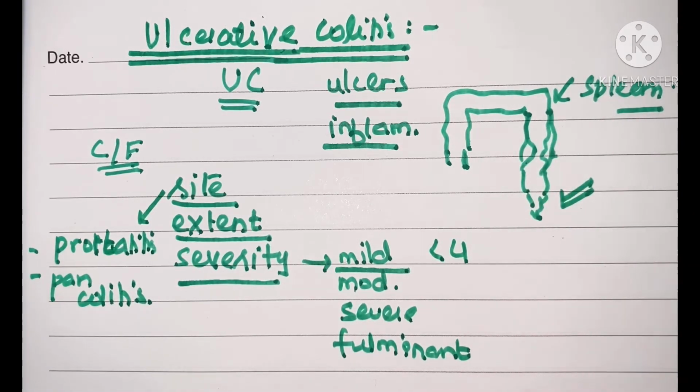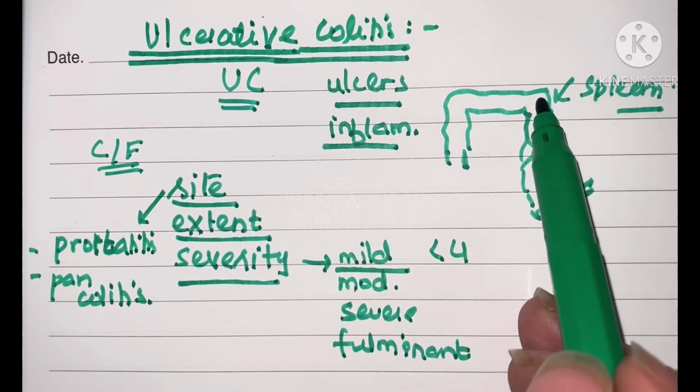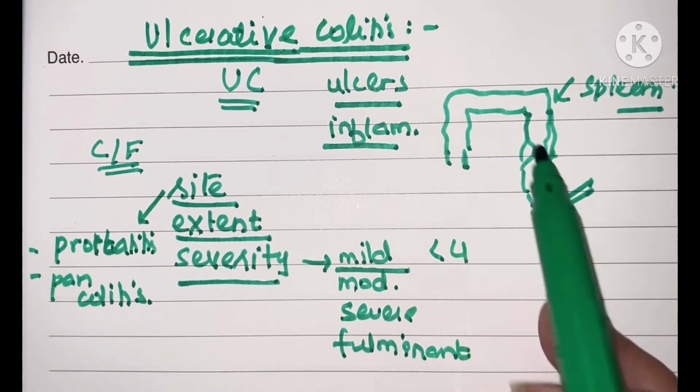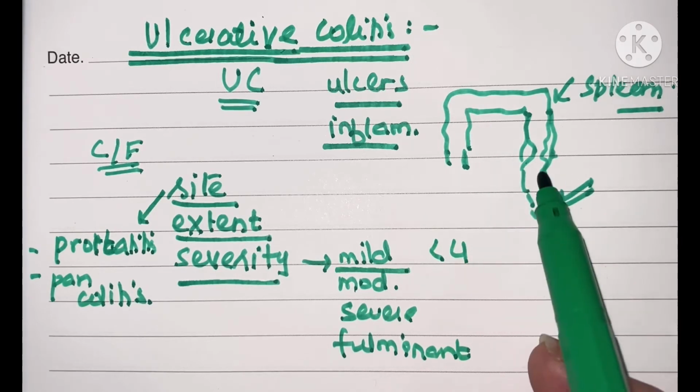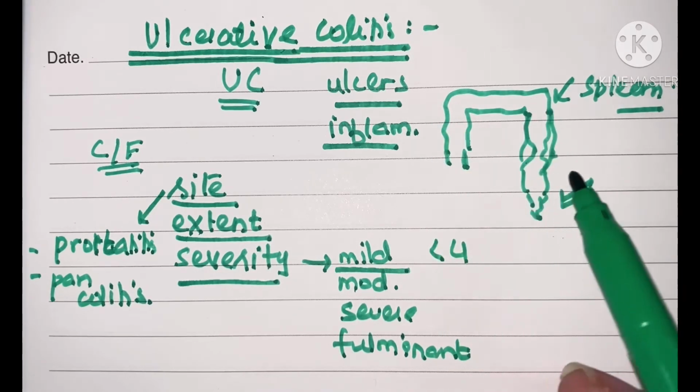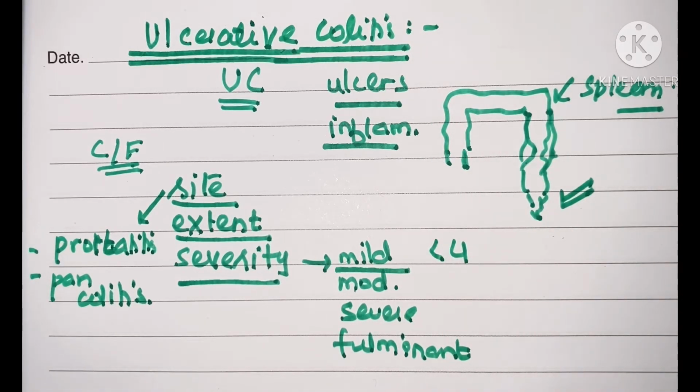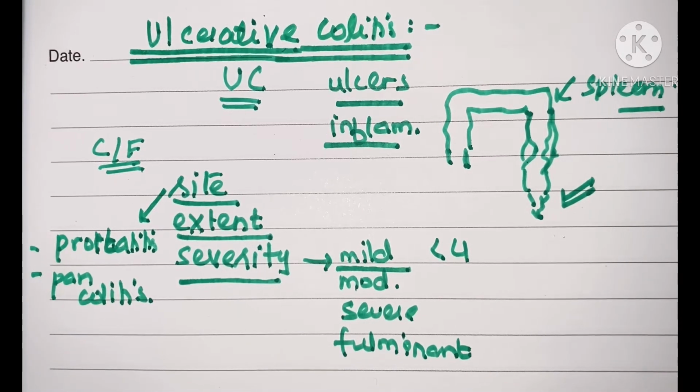And thirdly, when it becomes severe, that it involves beyond the splenic flexure, then it will be pancolitis, that is, it involves the total colon plus the rectum. So these are the three sites and extent context of the presentation of the patient. Fine. Moving on to the severity.